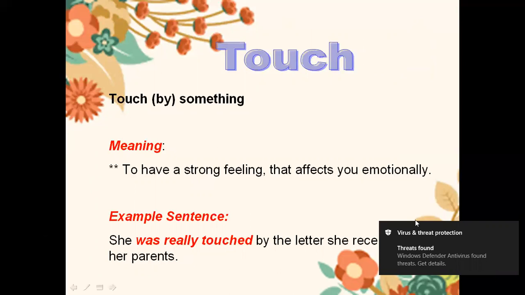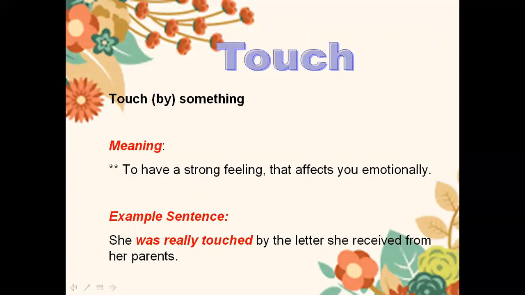Look at this example. She was really touched by the letter she received from her parents. She was really touched. That means in Arabic لمست مشاعرها, حركت مشاعرها, تأثرت. Okay? That is the meaning of touched by something.